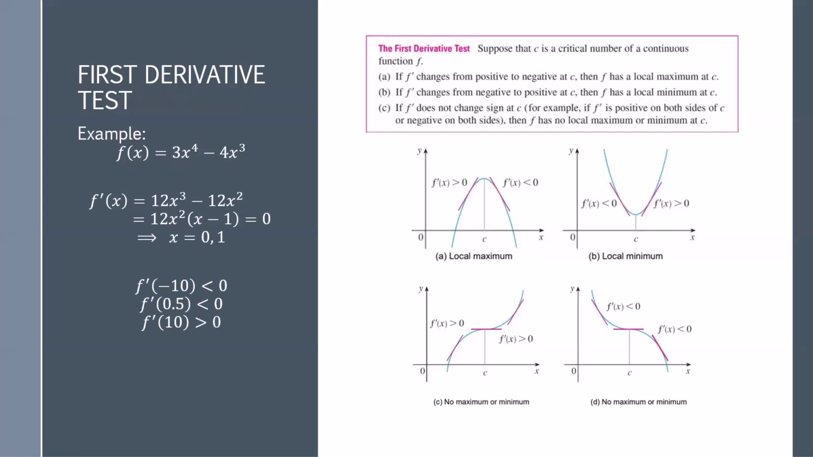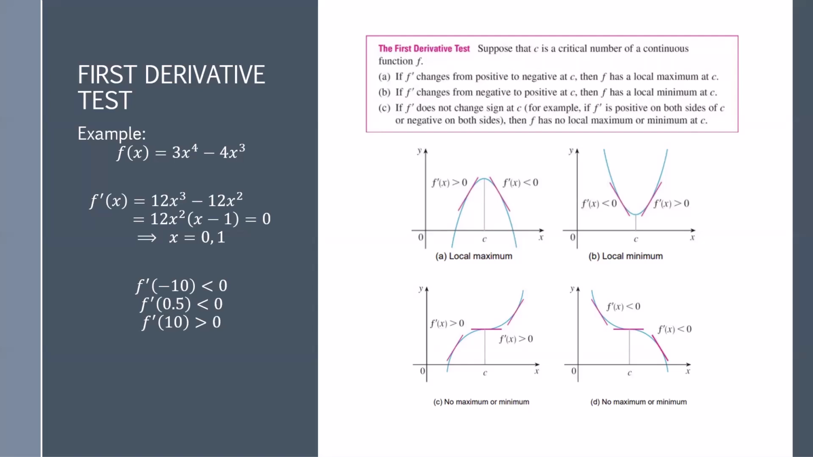If we look at values both a little bit larger and a little bit smaller than these critical points, and evaluate the derivative at those points, we can tell if those are indeed maximum or minimum values. So we see f prime of negative 10, a value smaller than 0, is less than 0. We look at f prime of 0.5, and that's also less than 0. Meaning 0 is not a maximum or a minimum. We have, in fact, at x equals 0, a situation similar to figure D.